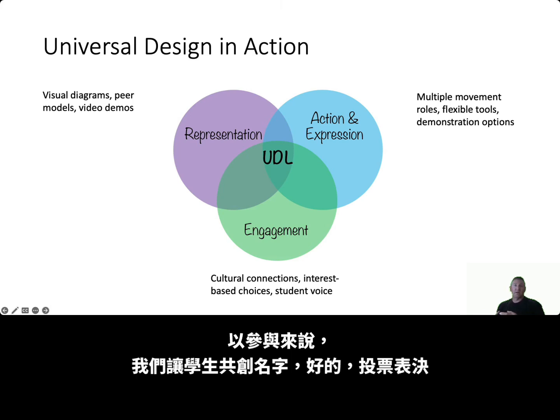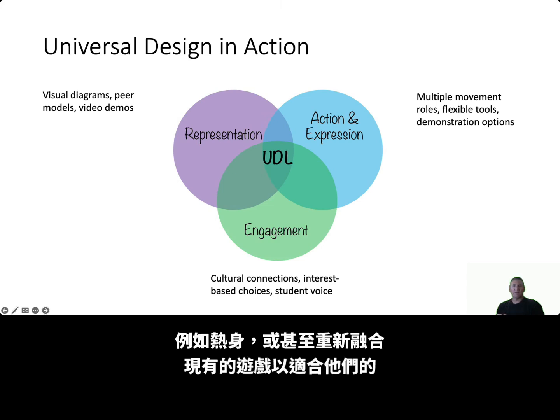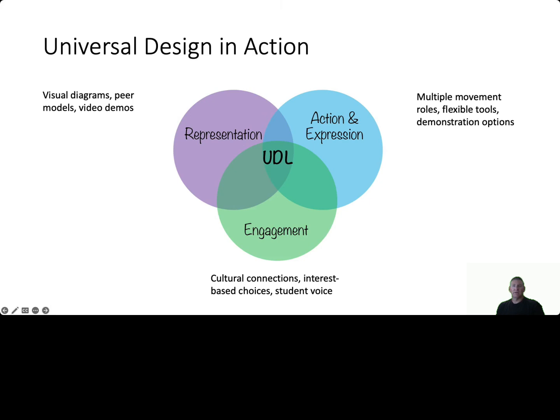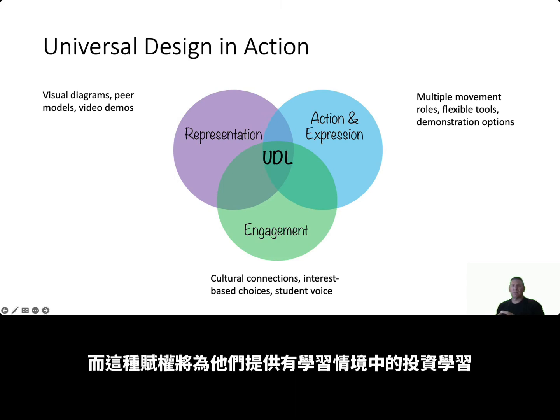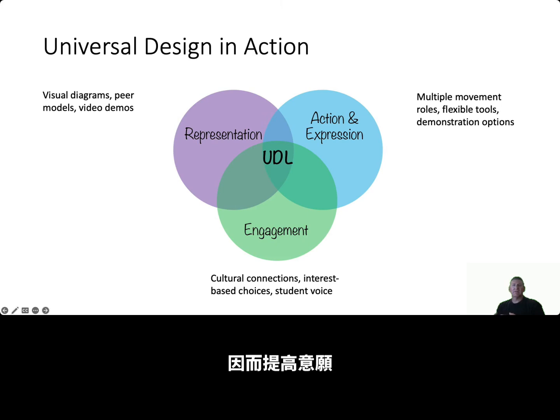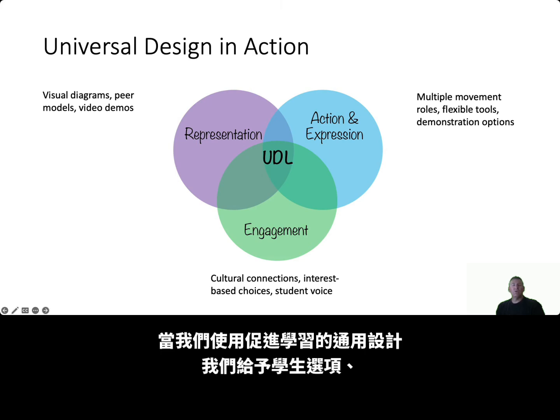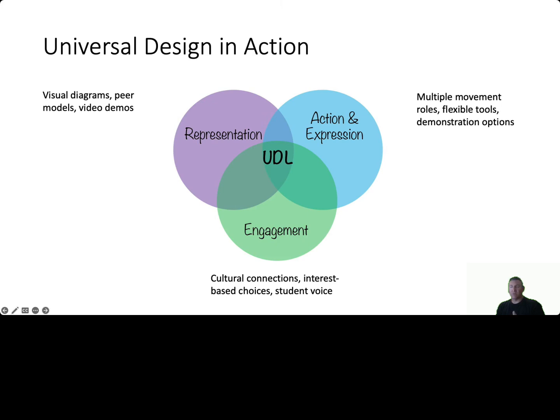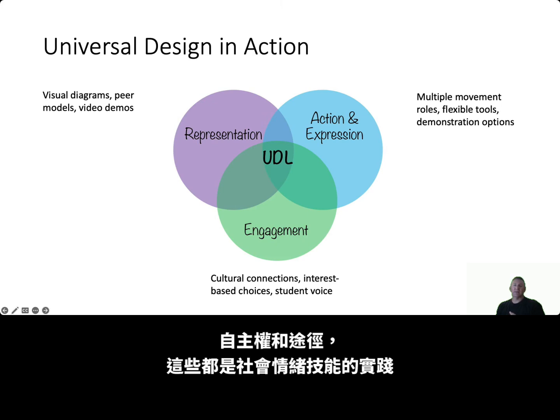For engagement, we let students co-create names. Vote on things like warm-ups, or even remix an existing game to fit into their cultural context. Such affordances allow the student to become, again, empowered, and such empowerment will provide them with the investment into the learning context, thus increasing a sense of willingness to continue their engagement in the movement tasks. When we use universal design for learning, we give students option, autonomy, and access. And those are social emotional skills in action.